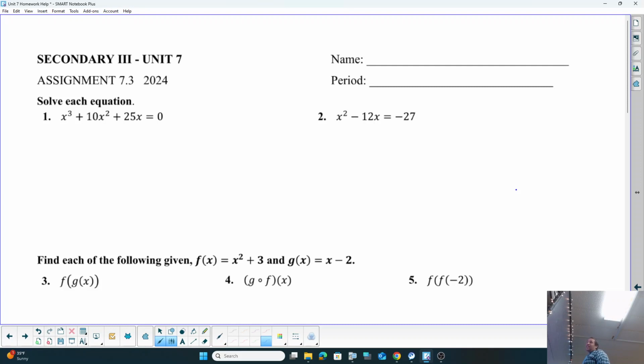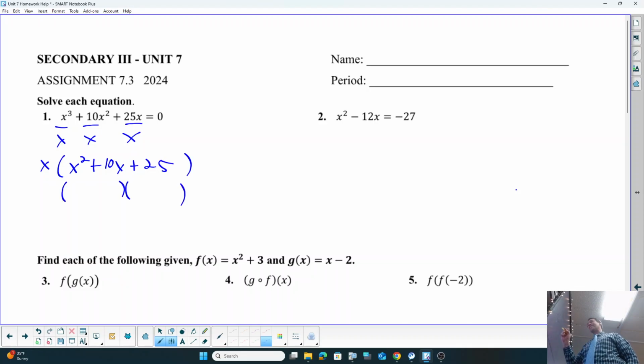Okay, let's see. So do you remember how to factor? Yeah, pull out the GCF and factor it. So pause me and go and try number 1 on your own right now, okay? Pull out the GCF. What do they have in common? They probably have a 5 in common. No, they have an x in common. Pull out an x. Factors of 25 are 5 and 5.